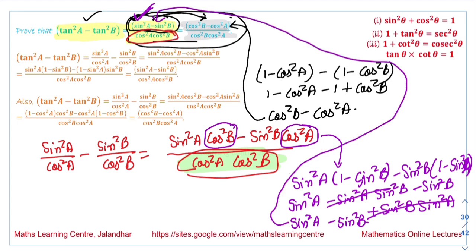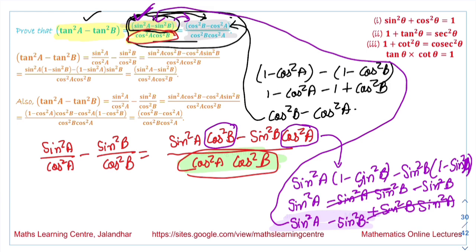The next two terms we have already proved that these are equal. The denominator part is equal, and the numerator part we are saying is sin square a minus sin square b. So we see that all these three terms are equal to each other.